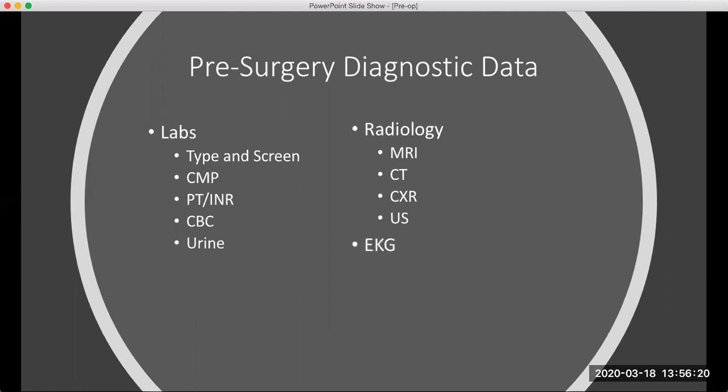One other test we might do would be an EKG. Sometimes you'll see this as ECG. It's an electrocardiogram is what that is. And what we're doing is we're looking at the electrophysiology of the heart.